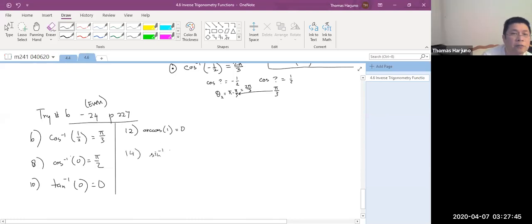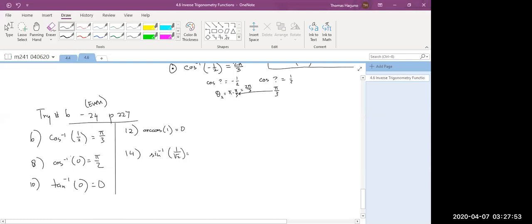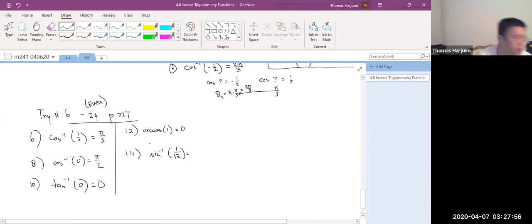Number 14. Sine inverse of 1 over radical 2. 5 over 6. No, I don't use pi over 6. That's for 1/2.